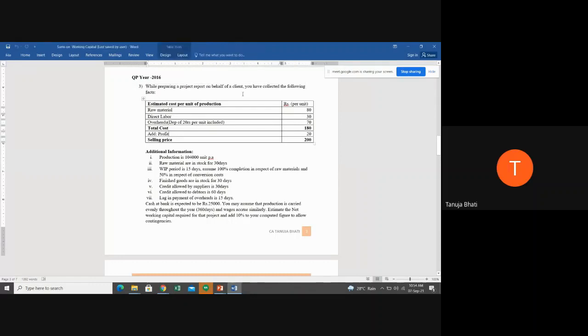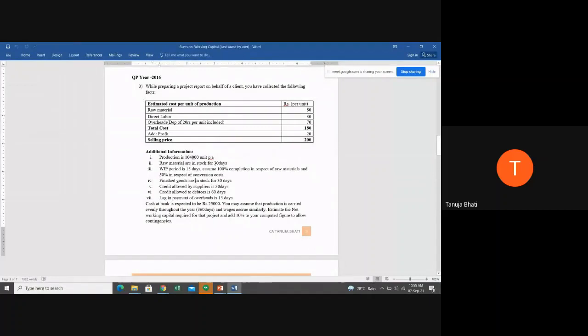While preparing a project report on behalf of the client, you have collected the following facts. Raw materials is rupees 80 per unit, direct labor 30 per unit, overheads rupees 20, depreciation is included, students. It is included. So you have to obviously exclude it. Total cost is 180. Add profit 20, selling price is 200. Okay. Production unit is given 1,04,000.